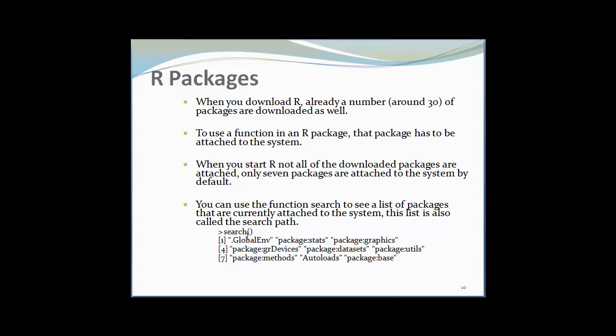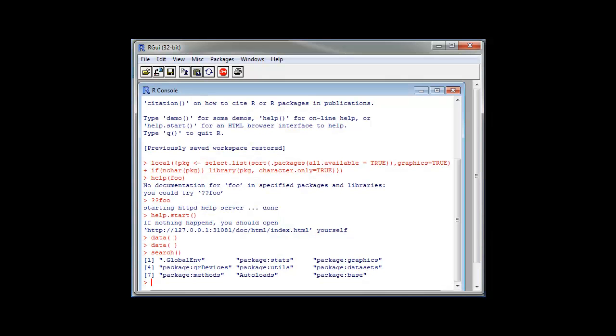Here is an example of the search path. If you type search, you will get the list of packages that are attached to your system. For example, I have typed the search command on my R console window, and after entering I have got the list of packages that are present on my system.